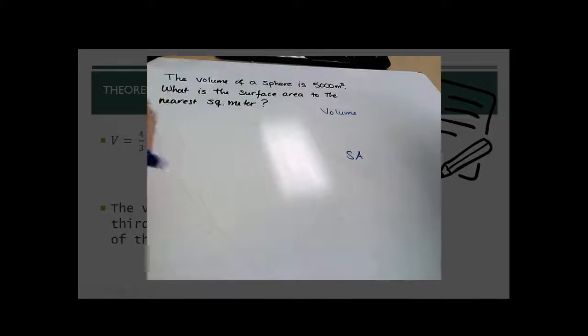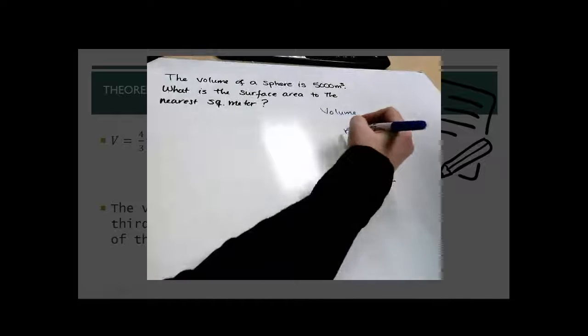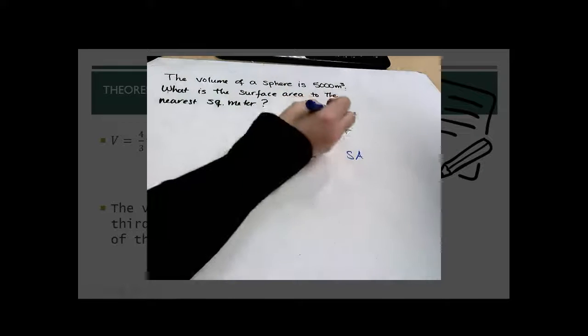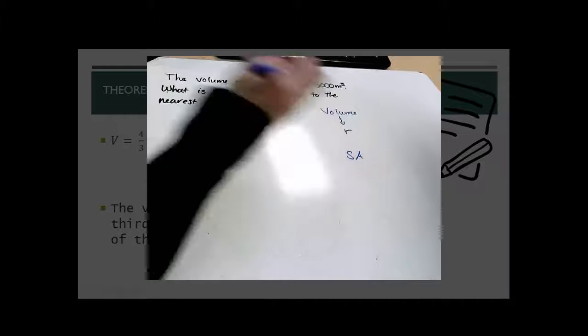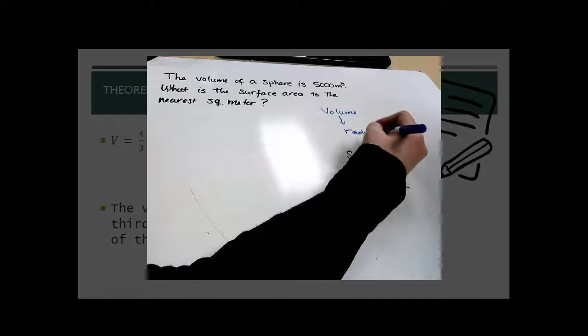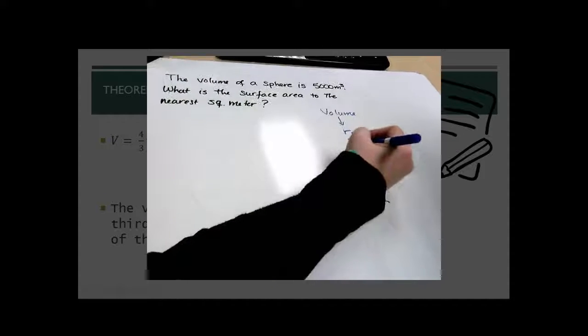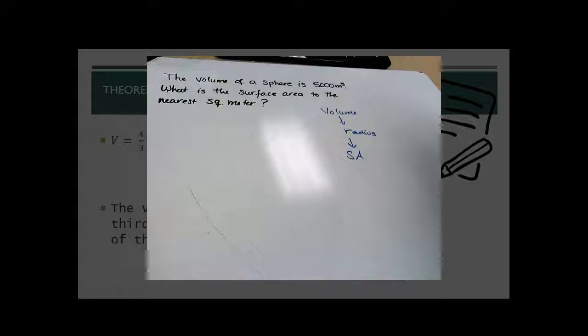We don't have a formula that relates surface area and volume. What we do know is that both of these in common share the radius. So if we can use our volume formula to work backward, that should give us the radius. And then we can use our radius to work forward to solve for the surface area.